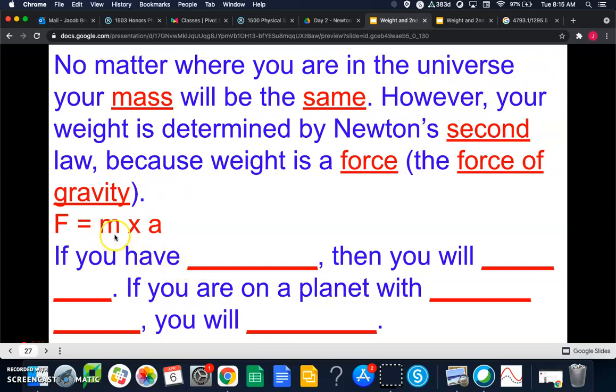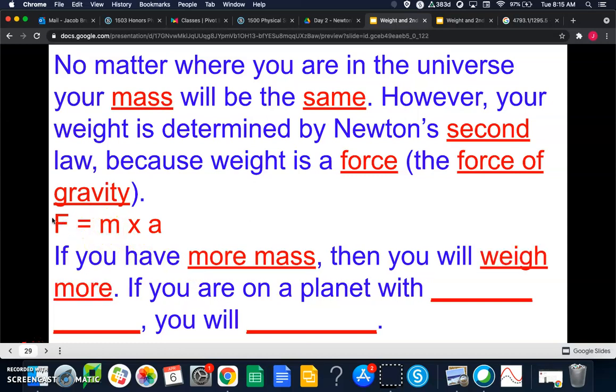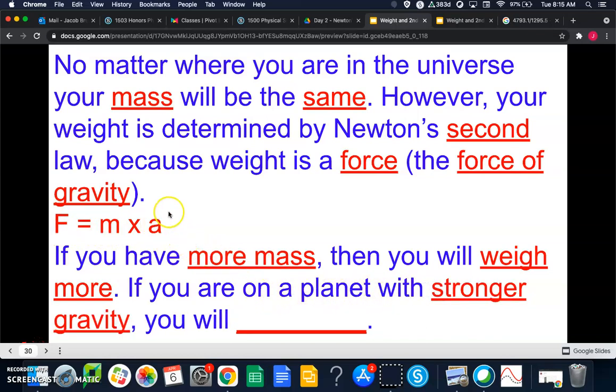And so we can see from this formula that if you have more mass, so if we increase the mass, then you will weigh more, right? Because the force will be more. If you increase m, you'll increase F. Similarly, if you are on a planet with stronger gravity, so if the a or the g on that planet is larger, well, if you increase a, you're also going to increase F, so you will weigh more, right? So more mass, you'll weigh more. Stronger gravity, you'll weigh more.